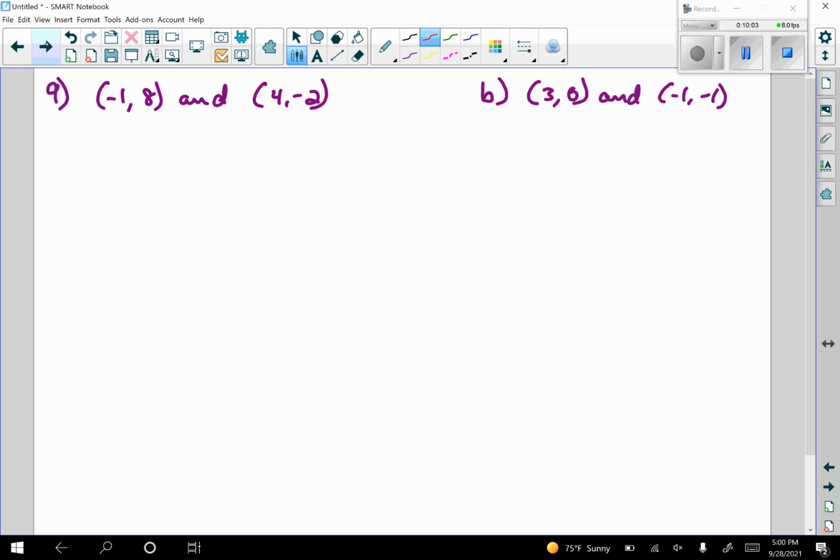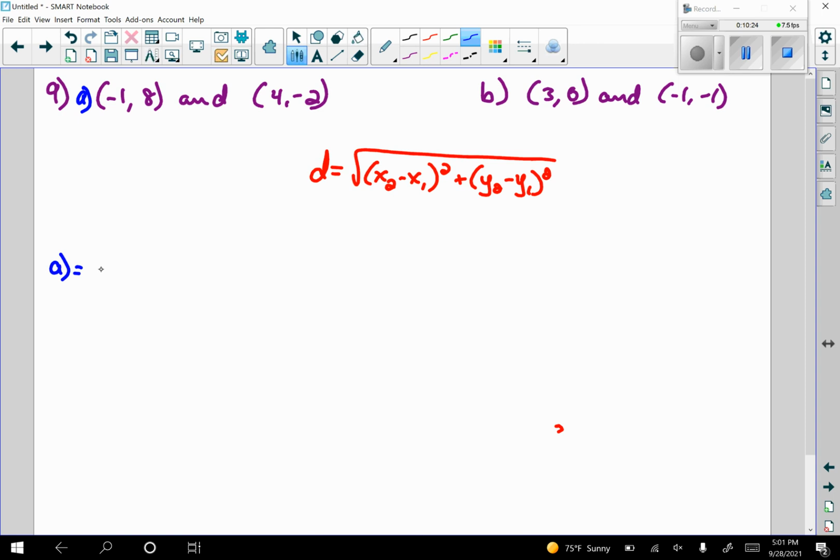Okay, number 9 is using the distance formula. So just to write this out again, distance is equal to the square root of x2 minus x1, that quantity squared, plus the quantity y2 minus y1 squared. So when we go to use it for 9a, remember distance is always positive, so you don't have to put a plus or minus in front of that square root there. It's already the positive square root.